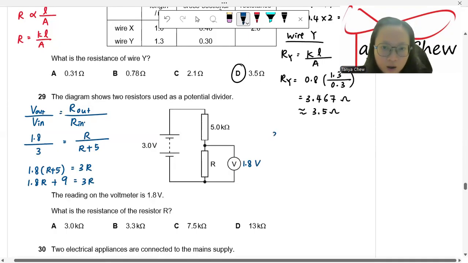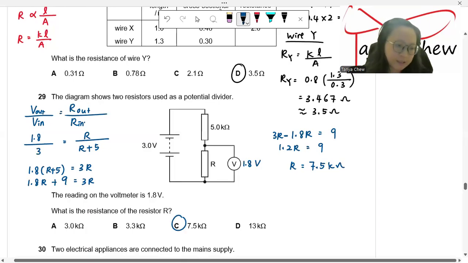So 3R minus 1.8R is equal to 9. 3 minus 1.8, which is equal to 1.2R, is equal to 9. R is equal to 9 divided by 1.2, which is 7.5 kilo ohm. Therefore, C is the answer.